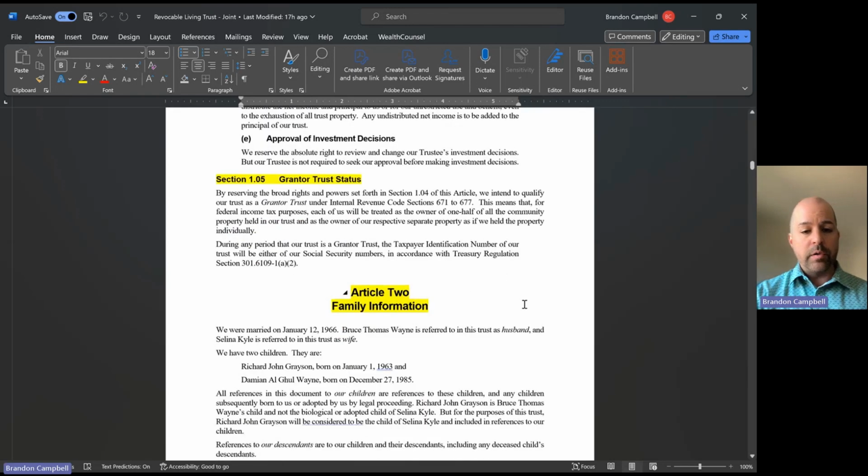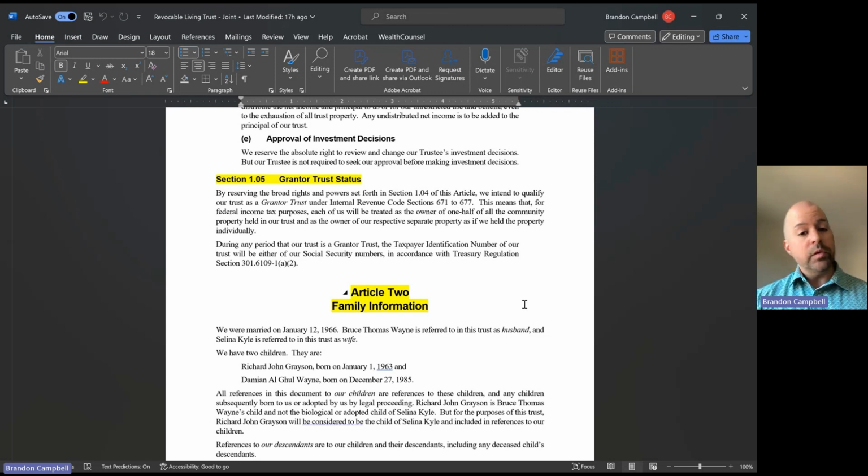1.05, you're going to see a section called Grantor Trust Status. This is fairly short, but what it's identifying is that for all purposes related to finances, to taxes, to income, etc., our trust is always going to be tied to our personal Social Security numbers, either of them. The function of the trust for the rest of our lives is it's basically a pass-through. Any income, dividends, capital gains, etc., that might come into the trust, it's going to flow through to our personal tax return like it always did before until both of us are gone.